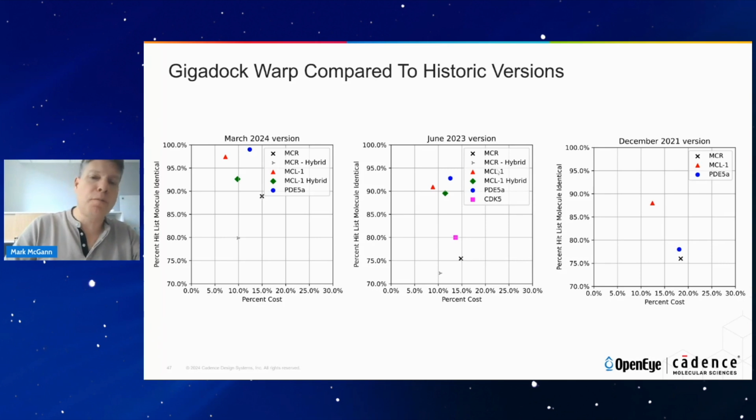I'm actually super pleased with this latest release. I think it's a really solid release, and I really don't have any hesitance recommending using Gigadock Warp in place of Gigadock when you're going to dock billions of molecules. It's 1/10 of the cost, and you get almost all the same molecules at the end.